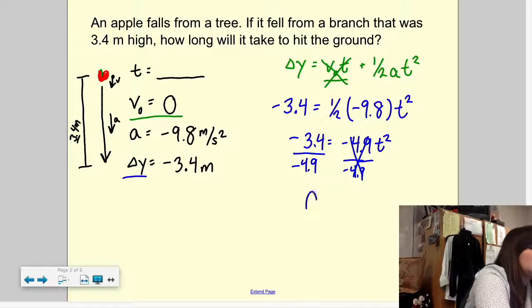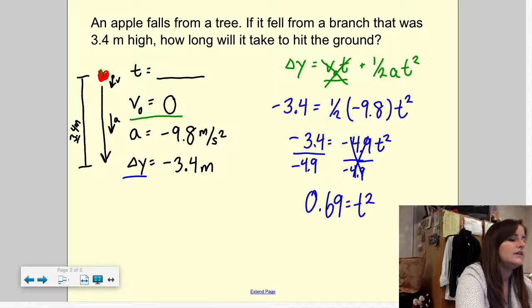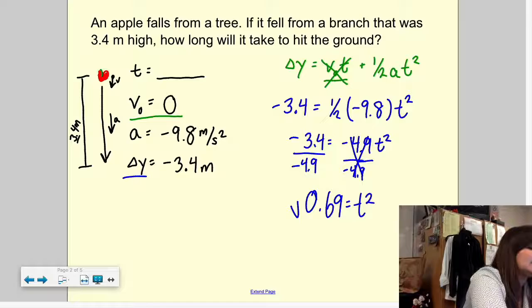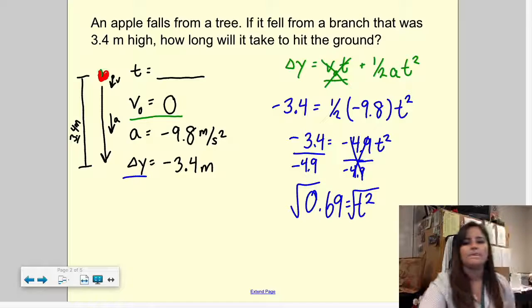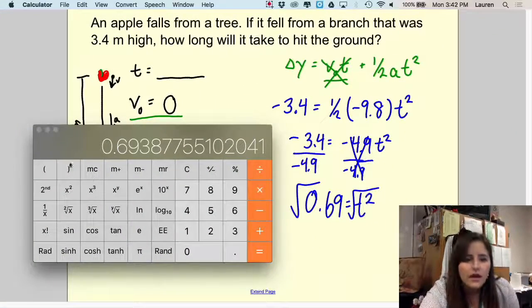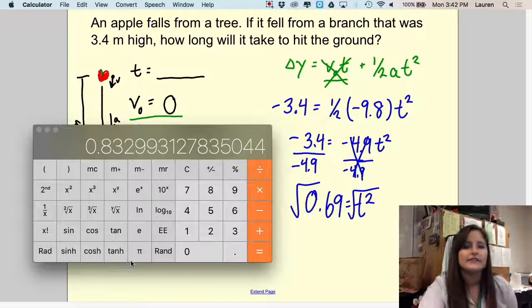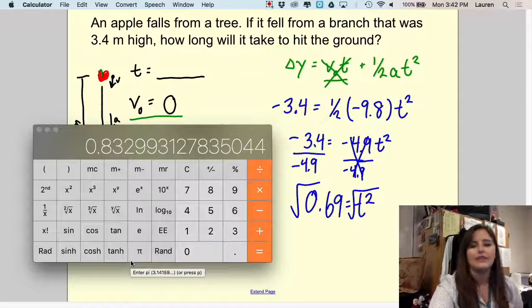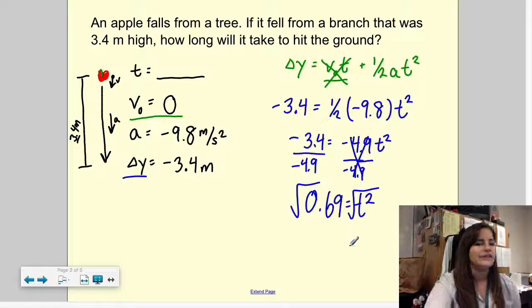So 0.69 equals t squared. To get the actual answer, we have to take the square root of it. There's the square root button. The square root of it is 0.83. So 0.83 equals time.